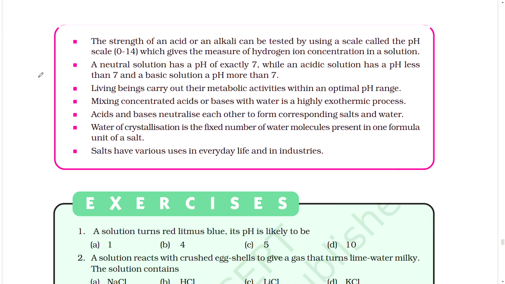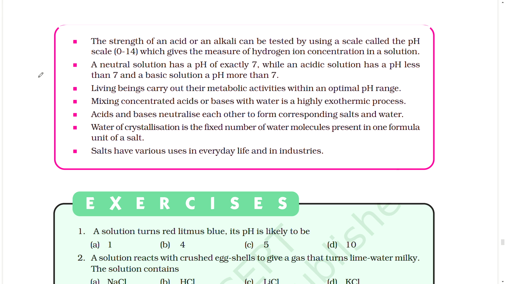The strength of an acid or an alkali can be tested by using a scale called the pH scale, 0 to 14, which gives the measure of hydrogen ion concentration in a solution. A neutral solution has a pH of exactly 7, while an acidic solution has a pH less than 7 and a basic solution a pH more than 7. Living beings carry out their metabolic activities within an optimal pH range.